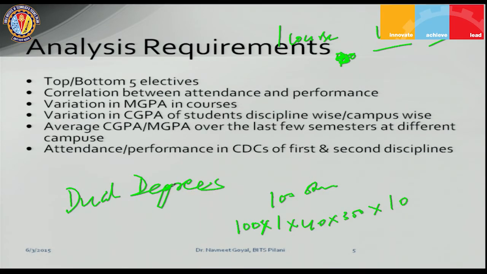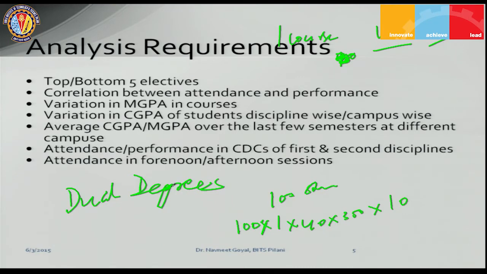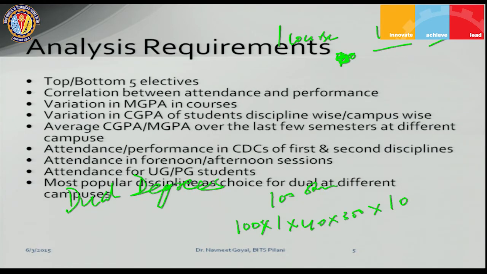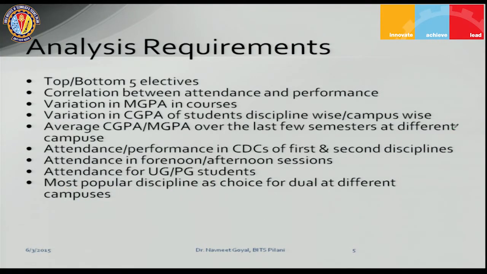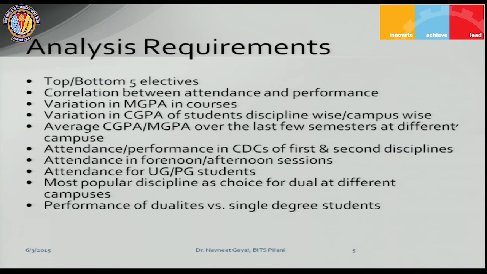So these are all the things that I wanted to know, and then I want to know if attendance in forenoon and afternoon sessions, in which session it is better. And attendance of UG and PG students, whether UG students are more regular or PG students are more regular. And then the most popular discipline choice for dual at different campuses. So all these things I can analyze, right? This is the kind of analysis that I want to do from my warehouse. Performance of dualites versus single degree students. It is typically found that dual degree students are more hardworking.